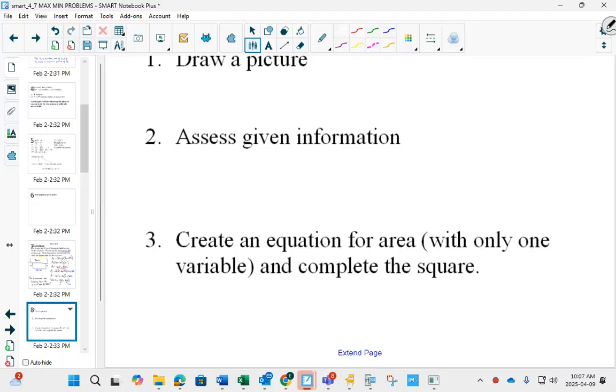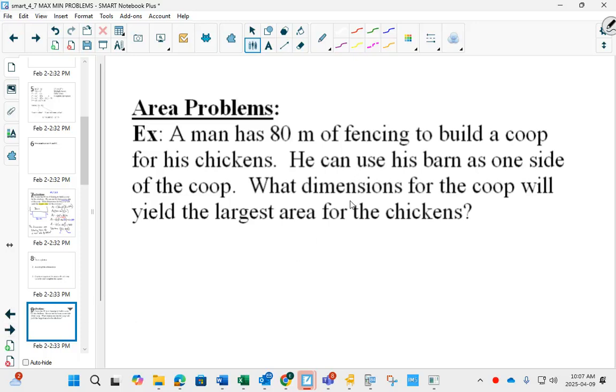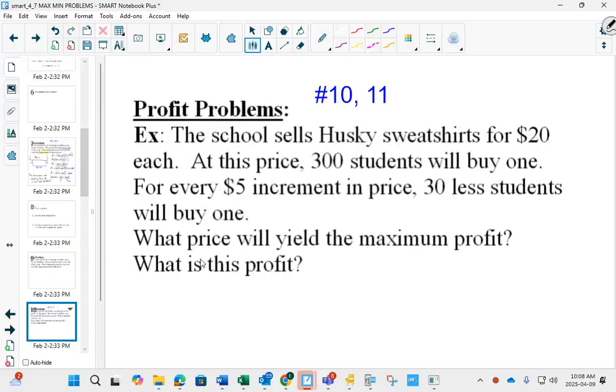So, we drew the picture, created the equation, and where are we in our notes here? There was a profit one. I'm going to find that one. Oh, this is the same question. Okay. There's the profit question. This is good for businesses, maybe not good for consumers, because they're trying to figure out how much money they can make.